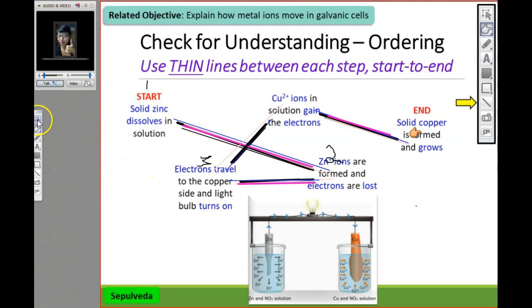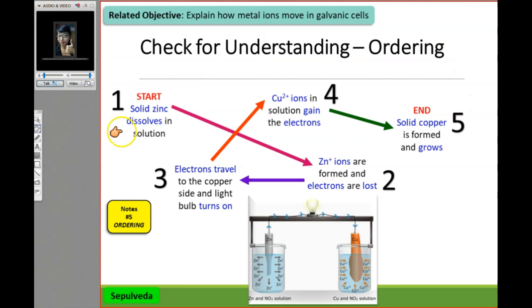Awesome. All right, let me go ahead and take a look at this and confirm this. So again, we start out with solid zinc dissolving. The zinc ions are formed and electrons are lost. Those same electrons travel through the wire to turn on your light and cause electricity. Again, we have a chemical battery creating electricity. On the right-hand side, those copper 2+ ions hook up with the electrons, and as they get together, they form solid copper.